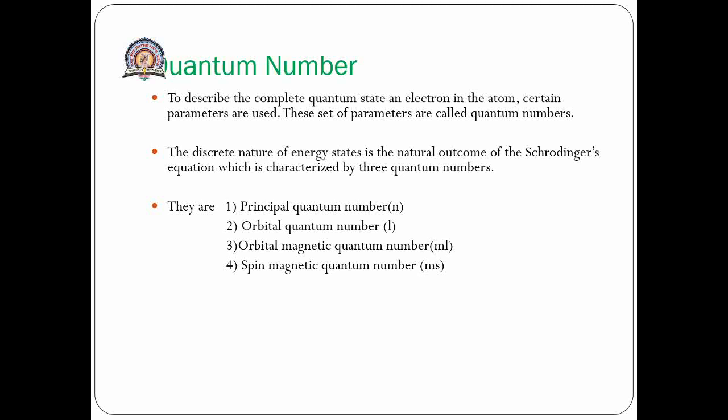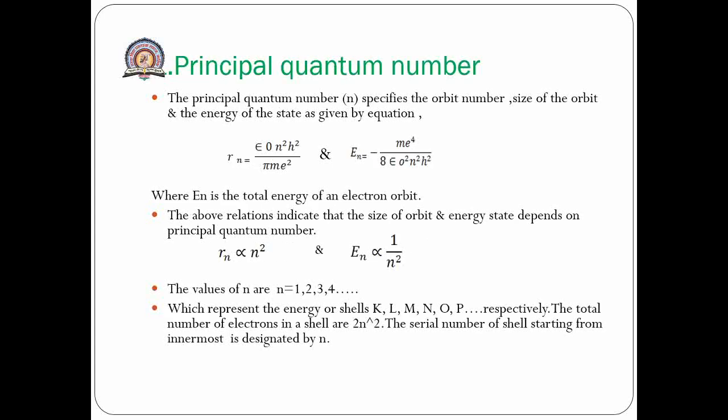Now the discrete nature of an energy state is the natural outcome of Schrodinger's equation, which is characterized by the quantum numbers. They are the principal quantum number n, second the orbital quantum number L, next the orbital magnetic quantum number Ml, and last the spin magnetic quantum number Ms. I will introduce them one by one.